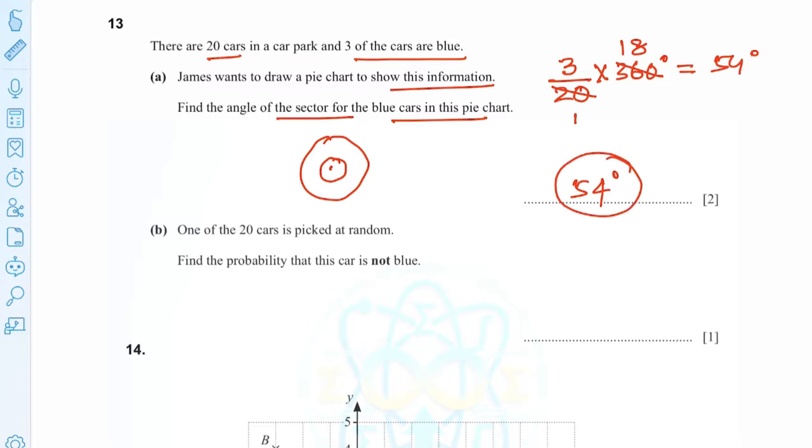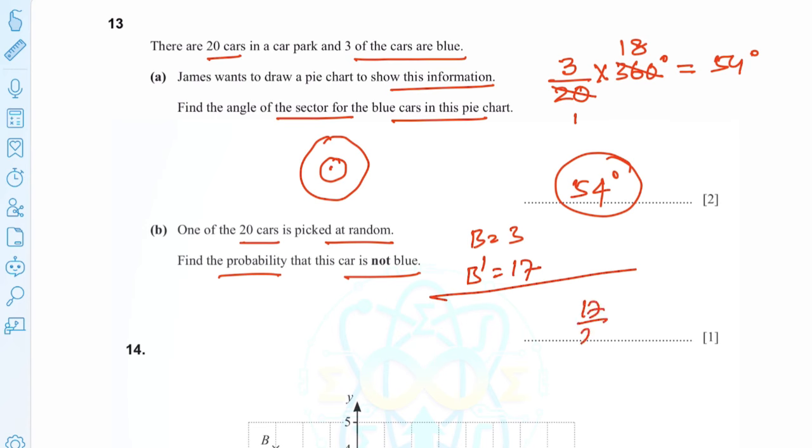Simple, the first one. Okay, one of the 20 cards is picked at random. Find the probability that it is not blue. Easy. The blue cards we have are 3 and the not blue cards we have obviously are 17, because the total is 20. So for probability, I will write 17 over 20. Did you get it everyone clearly? So the probability that the card is not blue is 17 over 20.